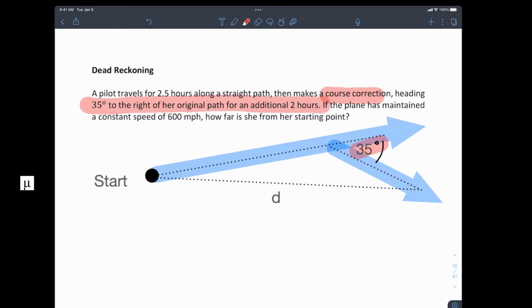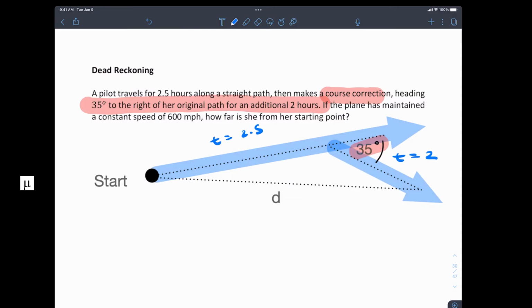For an additional 2 hours. Okay? So the time here was 2.5 hours, and then the time here was an additional 2 hours. You guys okay with that? Right? You see what I'm saying here?